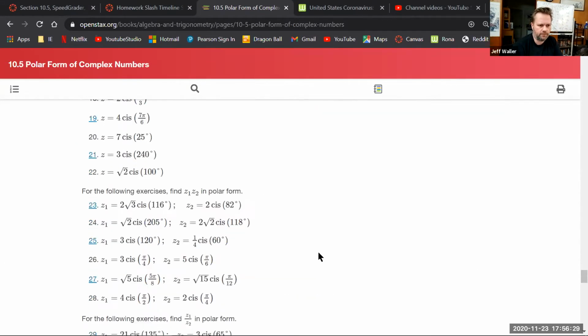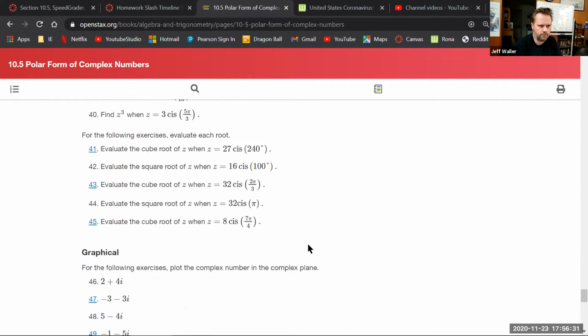Screen is being freaky. There we go. 42. Yeah, I forgot to mention this weird little notation. Is everybody cool with what that notation means? Yes, we will get through. We might not do all of chapter 12, but we're going to do the important parts of chapter 12.